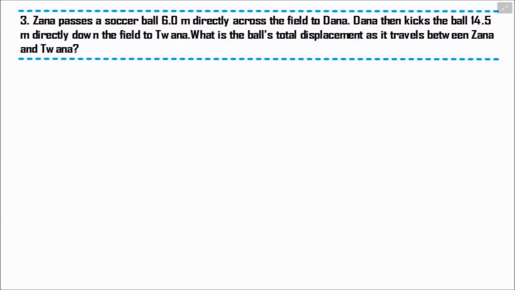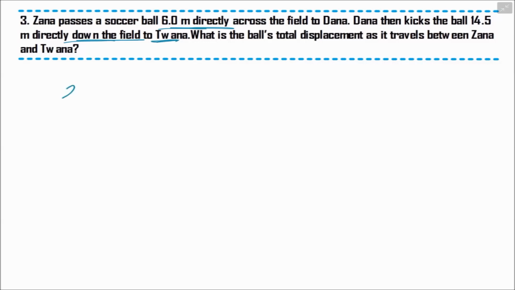Hello, welcome everyone. In this question it says Zana passes a soccer ball 6 meters directly across the field to Dana, and Dana then kicks the ball 14.5 meters directly down the field to Tawana. What is the ball's total displacement as it travels between Zana and Tawana?